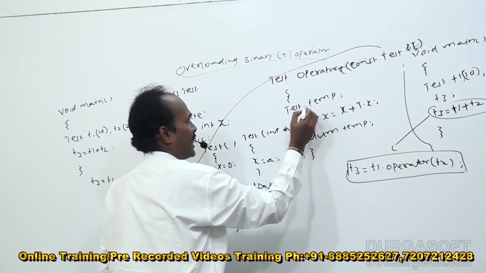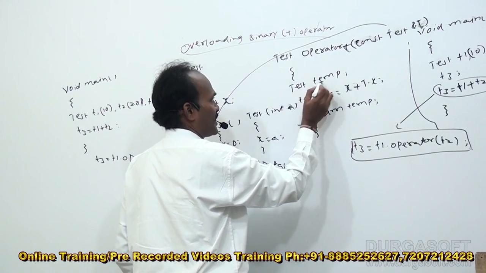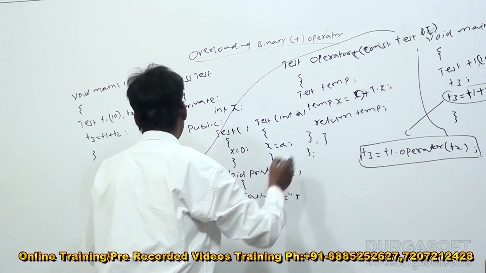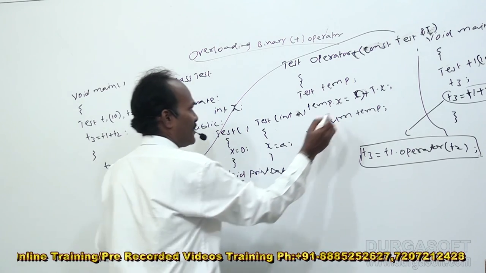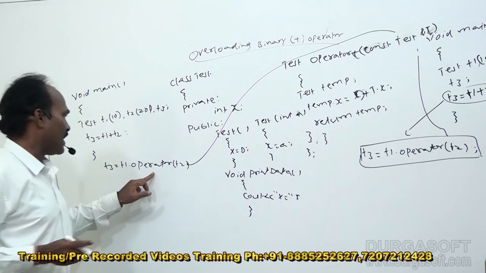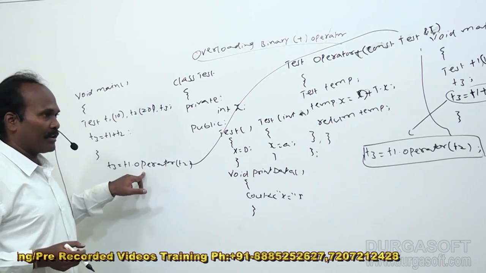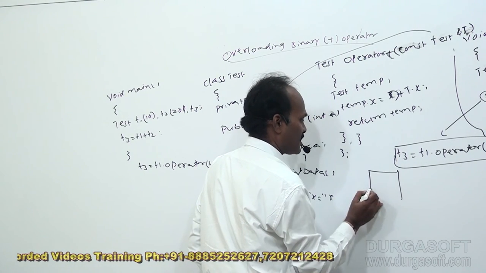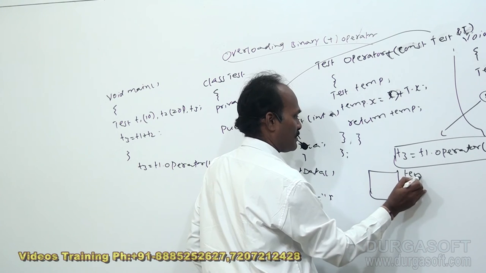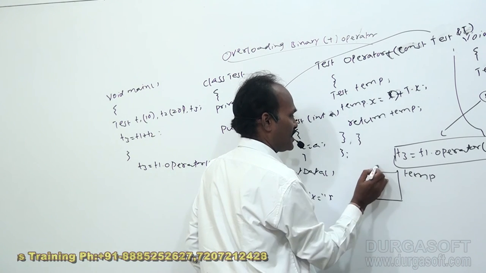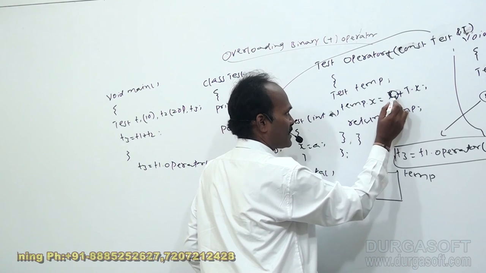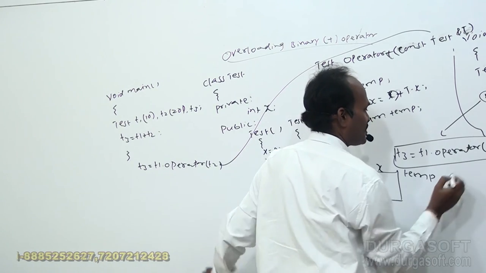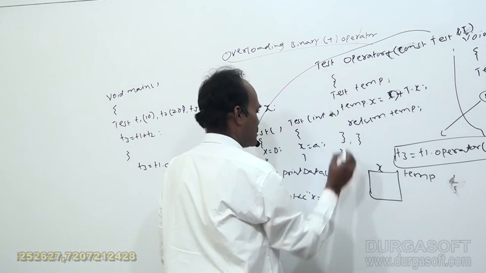Here I am creating one object of test, test temp. Here temp.x equal to x. Whose x is it? It is the x of T1, because we are calling the operator function through T1. A temp object is created, and in the temp object, temp.x equals x plus T1's x value. T1's x value is 10.